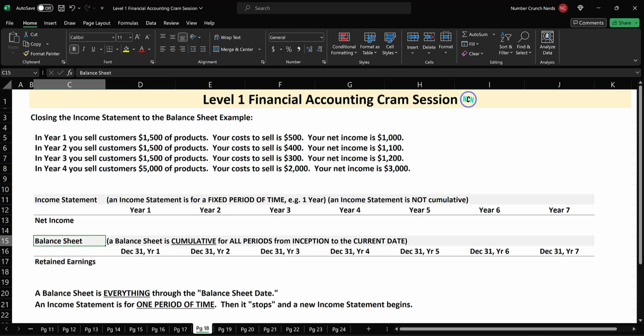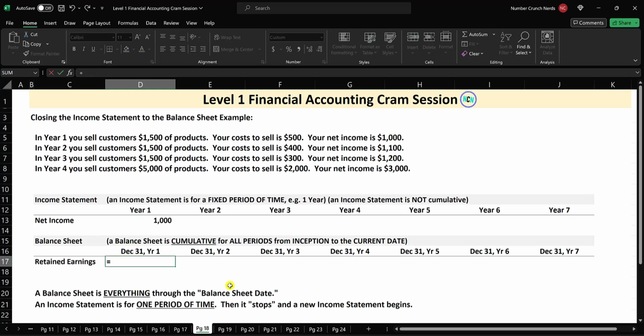So let's do it. We have year one, we sell the products for $1,500. Costs are $500. Net income is $1,000. I'm going to put $1,000 of net income right here. And because this is the first year, when I close this income statement to the balance sheet, my retained earnings is going to be $1,000.